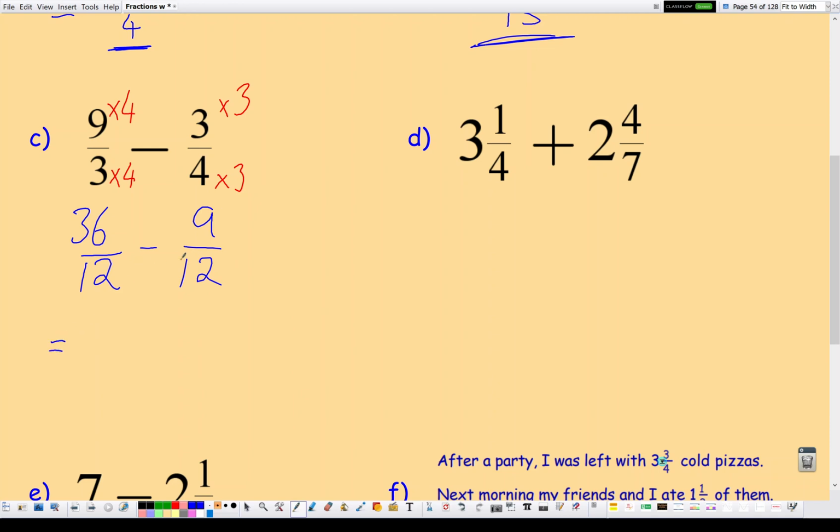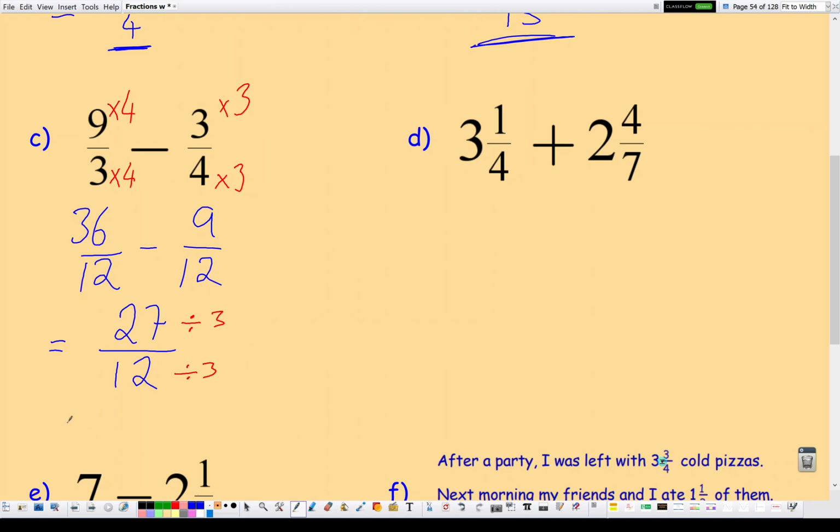I now have the same denominator in the bottom. I'm subtracting, so it's over 12 and it's 36 minus 9, which is going to be 27 over 12. Again, addition and subtraction is done. Can we simplify? Well, 27 isn't in the 2 times table, but it is in the 3 times table, like 12 is. So I can divide top and bottom by 3 this time to simplify it. I must do that.